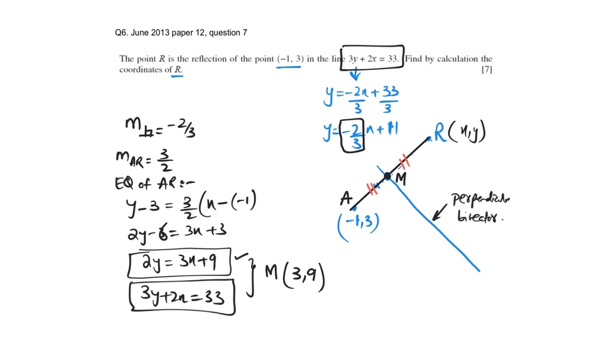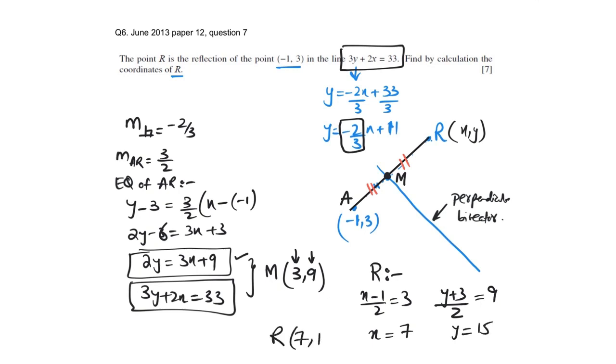Now you know that M serves as the midpoint of the line AR. So in order to find the coordinates of R, (x minus 1) over 2 would be equal to the x coordinate of M, and (y plus 3) over 2 would be equal to the y coordinate of M. So simplify this and you will get the x coordinate of R as 7 and y as 15. So R's coordinates are 7 comma 15.